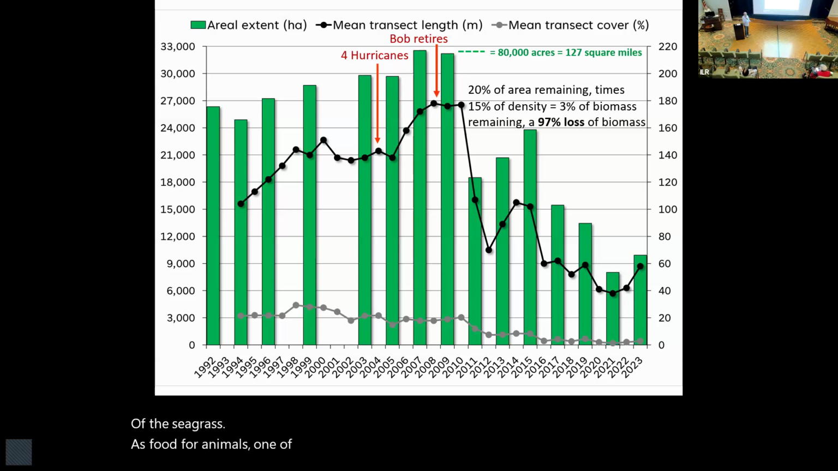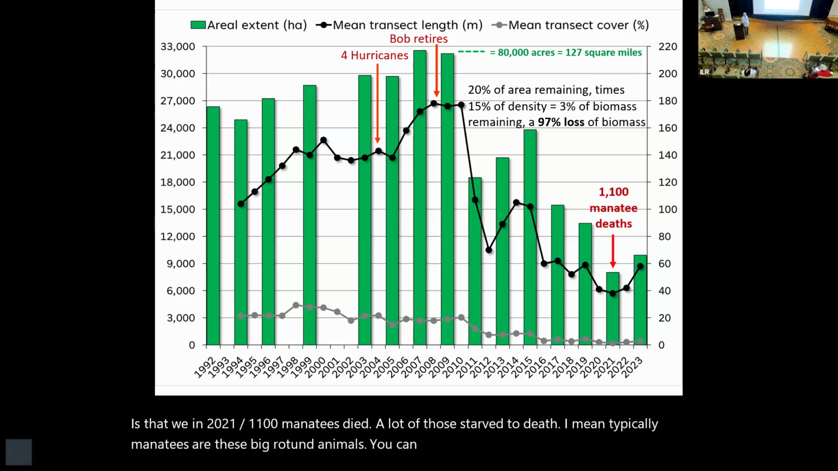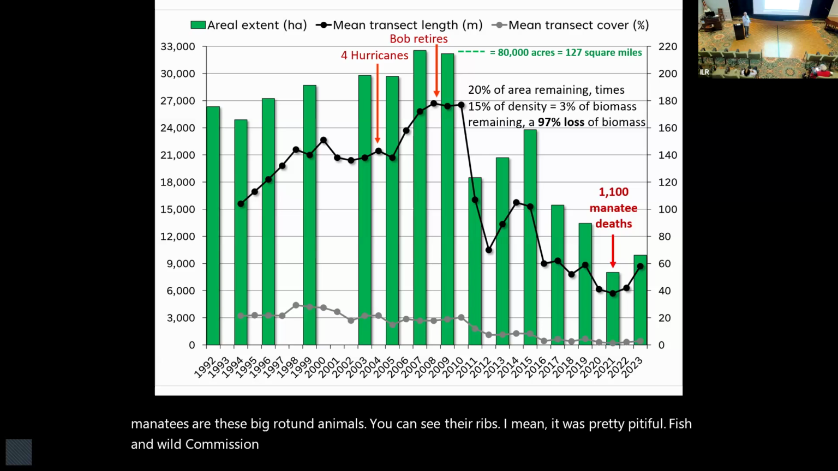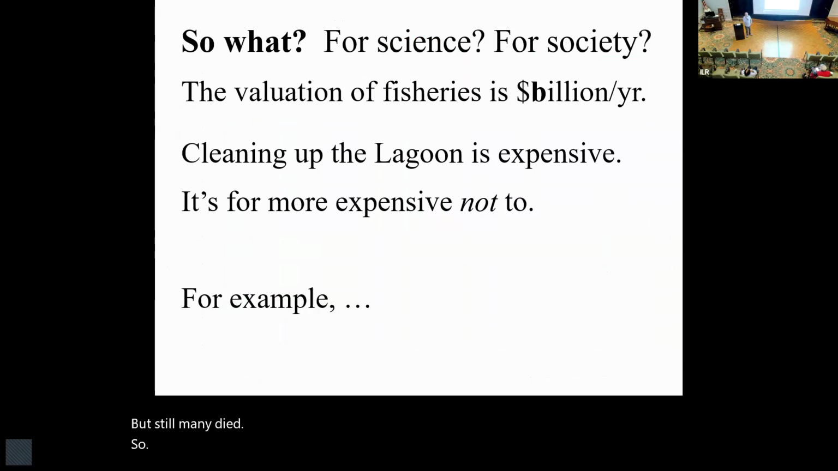One of the impacts of that, and it made national news, is that in 2021, over 1,100 manatees died. A lot of those starved to death. Typically manatees are these big, rotund animals. You could see their ribs. It was pretty pitiful. The Fish and Wildlife Commission actually dumped lettuce in to sort of get the manatees through the winter, but still many died.